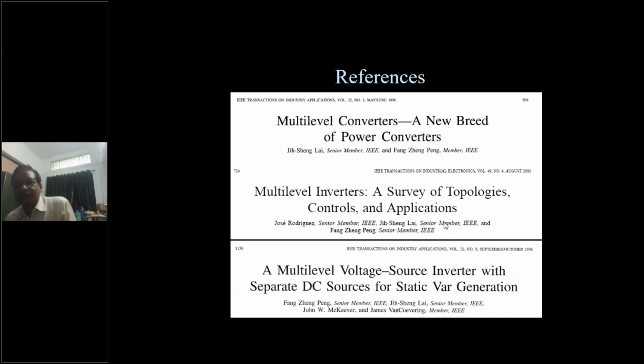Yes, sir. We have one question. Can we generate gate pulse signals using IoT technique for controlling the inverters?